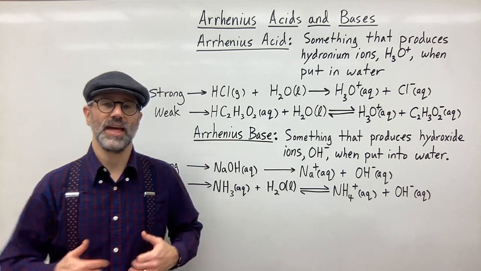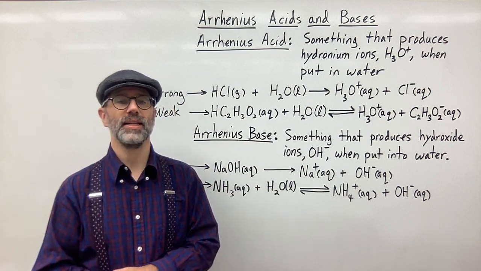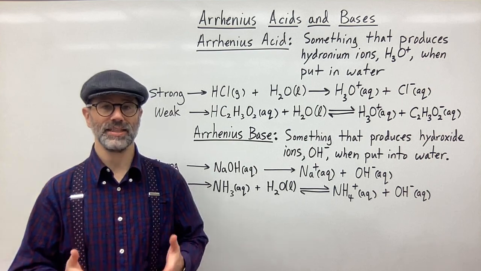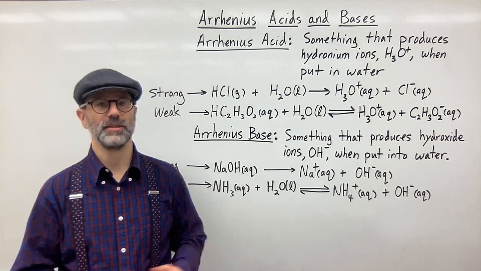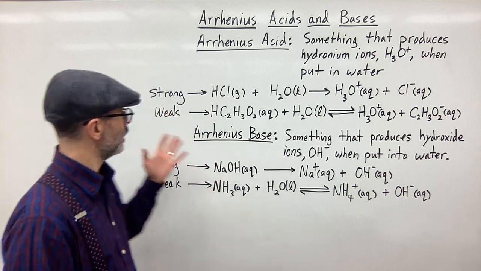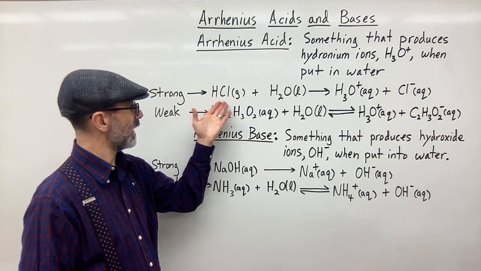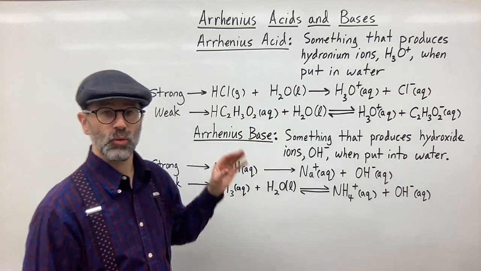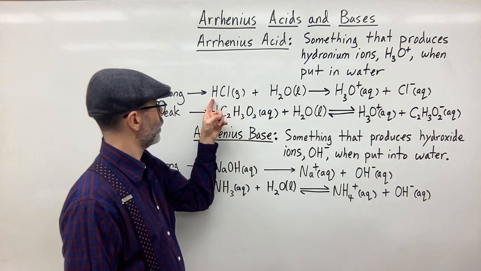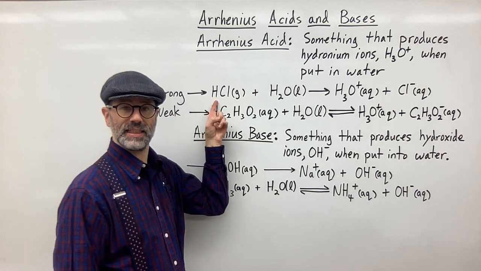So any substance that produces the hydronium ion when you put it in water is considered an Arrhenius acid, or an acid according to the Arrhenius definition of acids. Then here we have a couple of examples. If I take HCl gas and put it into water, the HCl will react with the water. So it will give a hydrogen. This hydrogen is the acidic hydrogen.